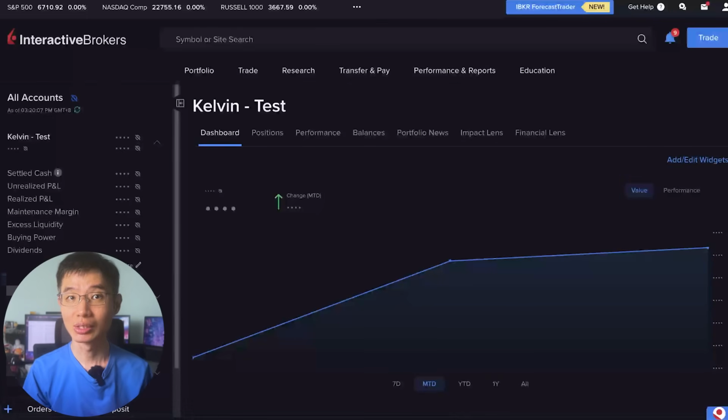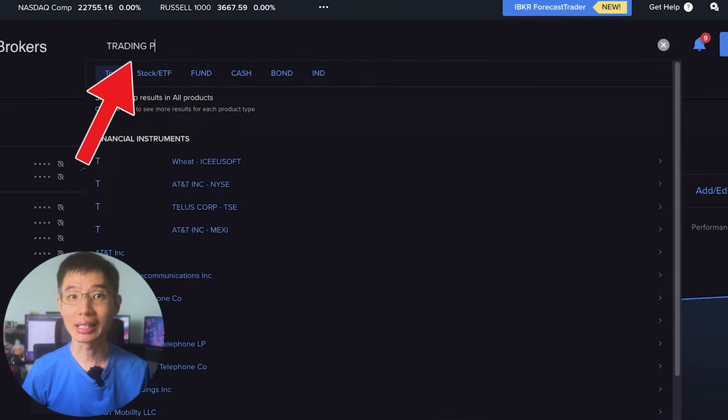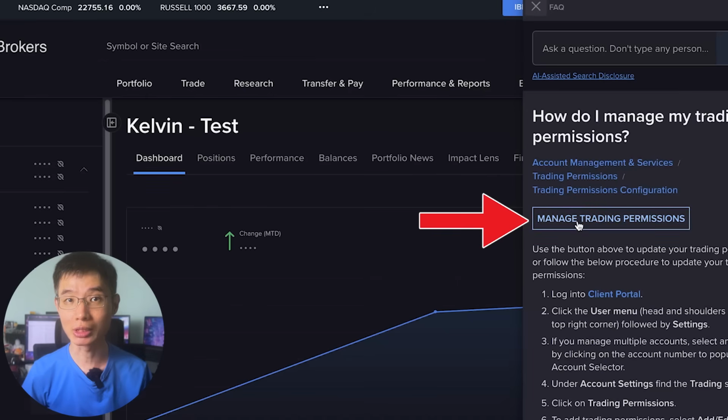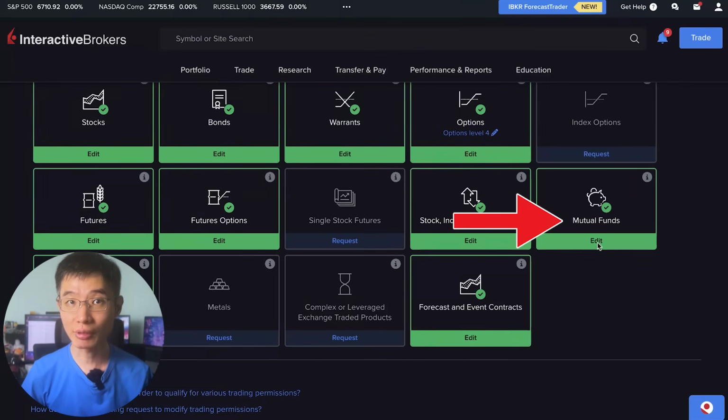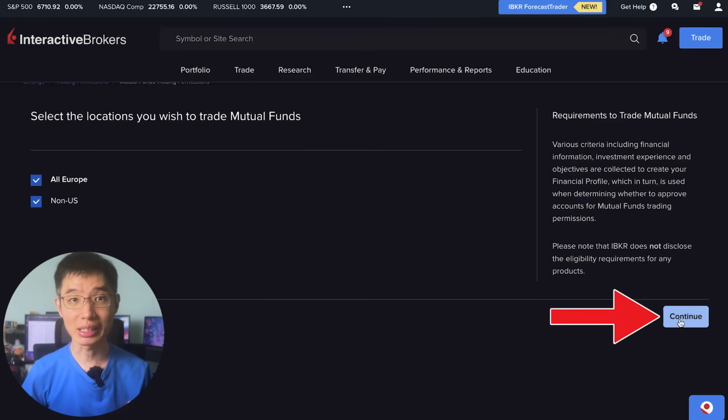Voila! So how do you actually go about buying these funds? Before you can place any orders, you first need to enable trading permissions for mutual funds. To do this, head to the search bar at the top and type trading permissions. Click on how do I manage my trading permissions, then select manage trading permissions. From there, look for mutual funds and make sure the non-US is enabled. Click continue, and if all goes smoothly, your permissions should be approved within 2 business days.